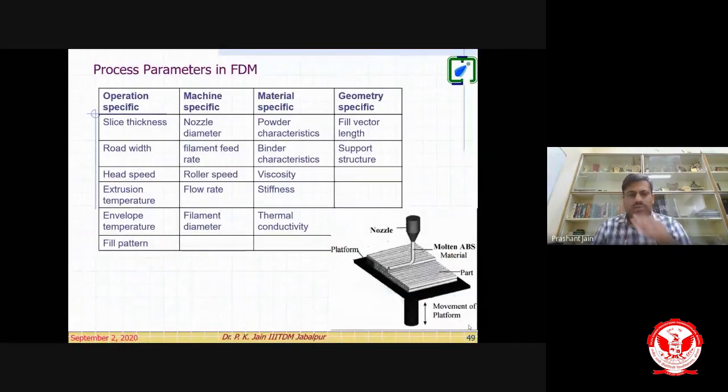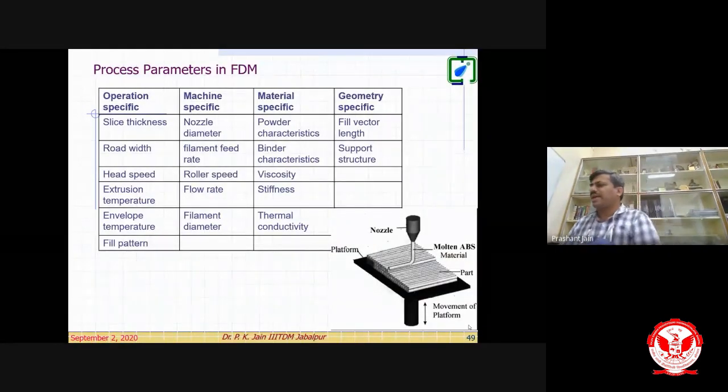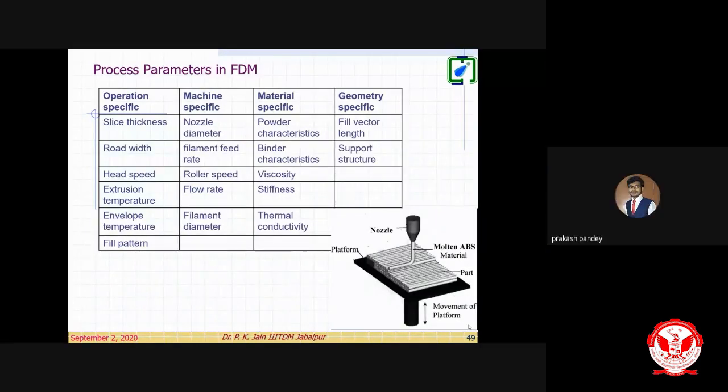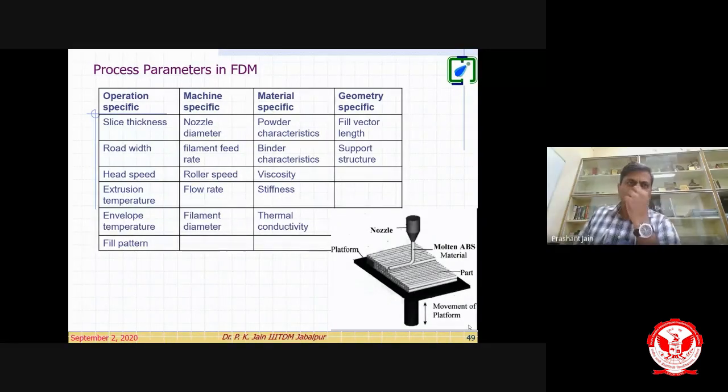Can you see this slide and the huge list of process parameters for the FDM process? Here you see the different things. The nozzle diameter is a specific parameter. You can see the filament feed rate, the roller speed, the flow rate, the filament diameter, right? Again, the slice thickness. If you want the thickness to be 1 millimeter, accordingly you have to select the nozzle diameter, and accordingly you have to maintain the flow rate. So this kind of situation would be there. This is for the FDM process parameters, right?